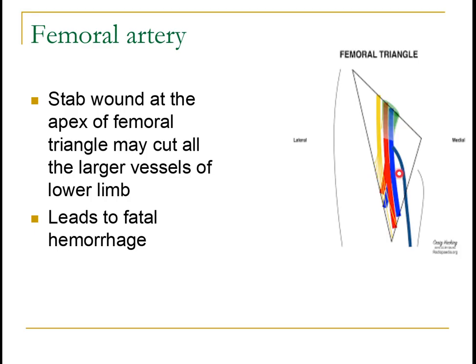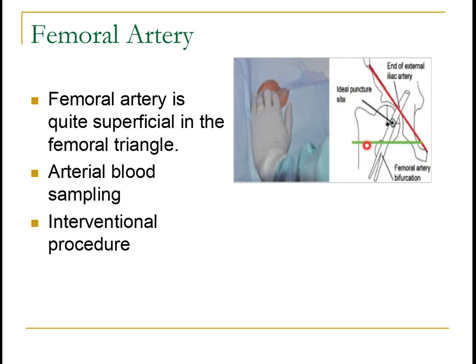A stab wound at the apex of the femoral triangle may cut all the larger vessels of the lower limb, which includes the femoral artery, femoral vein and also the profunda femoris artery. This leads to fatal hemorrhage.